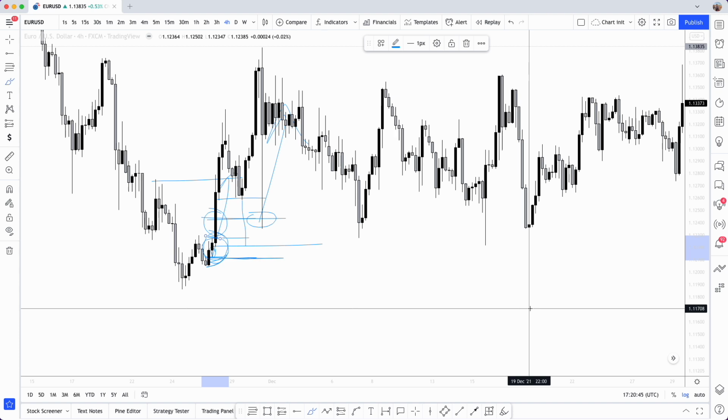But to sum it up, imbalance essentially is inefficiency in price, where there's too much buying or too much selling, and price needs to come back and correct it. But in short, we are only looking for it around our OBs.